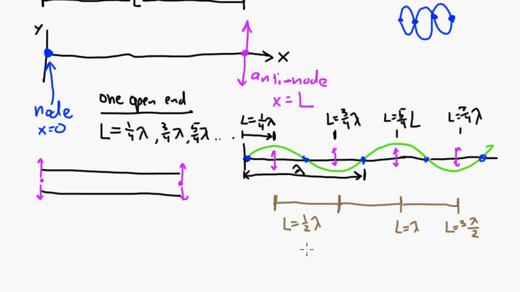I think you probably see the pattern if you express this in terms of fourths. So this is 2/4 lambda, this is 4/4 lambda. Sorry, this one here actually is 2/4 lambda. This is 4/4 lambda. This is 6/4 lambda. And so you can see 2/4, 4/4, 6/4, 8/4, etc. are the resonant lengths for a tube with two open ends. And this is for one open end.